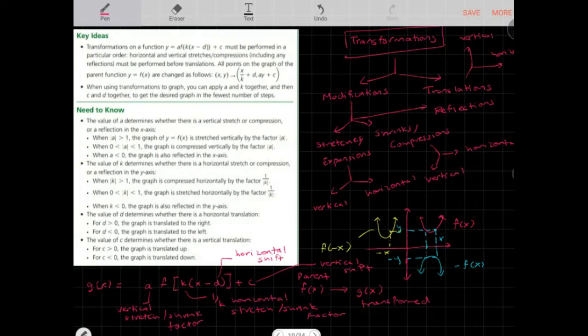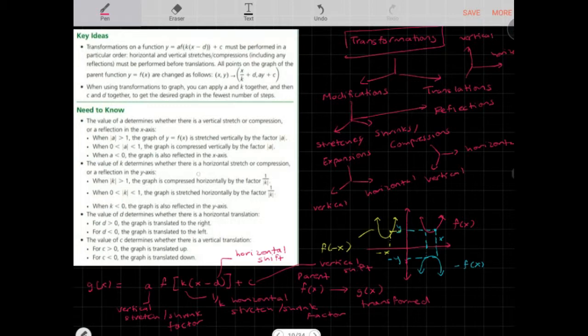Looking at a, if a is greater than 1, then in the graph y is equal to f of x, it is stretched vertically by a factor of a. Factors means that we multiply whatever the x or the y value is by that factor. Because a is a vertical stretch or shrink factor, it's going to multiply the y values. When a is a fraction, greater than 0 and less than 1, the graph is compressed vertically by a factor of a. When a is less than 0, the graph is also reflected in the x-axis.